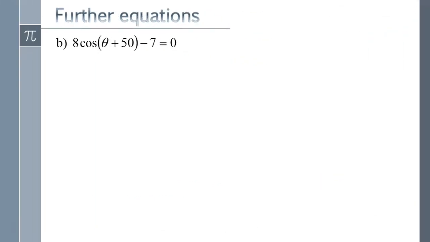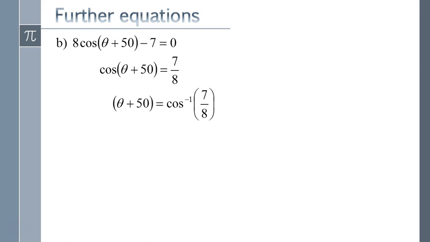Right, moving on. Last question we're going to do. We've got something similar where we've got a simple little calculation going on within our cosine function, and so we've got to sort that out. So again, proceed as normal. We can see move the 7 over, divide by the 8. Again, now we're going to do the inverse cos, and so we know we've got theta plus 50 is cos to the minus 1 of 7/8. So theta plus 50 is 29.0.